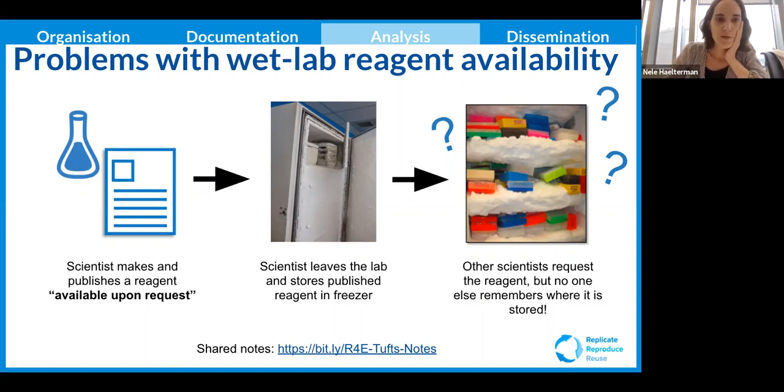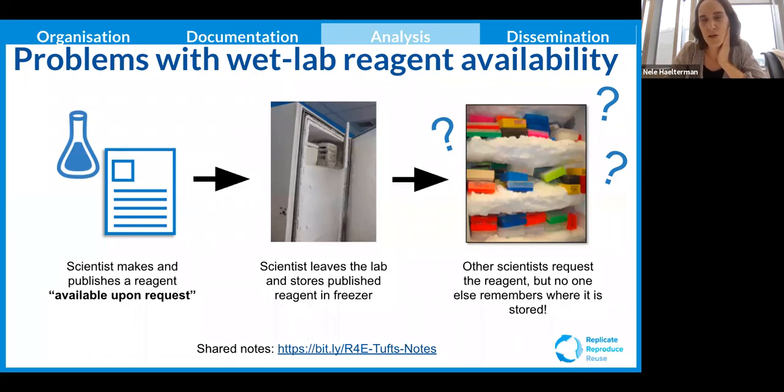Now you move to a different lab and, you know, your reagent is sitting there somewhere in the freezer. So now another scientist reads your publication and thinks, this is great, I could really use this and this could help me prove my hypothesis, and they request a reagent. So now the PI has to go into the freezer and, I don't know about you, but this is definitely a very common sight in our freezers.